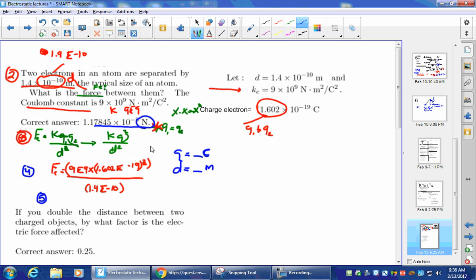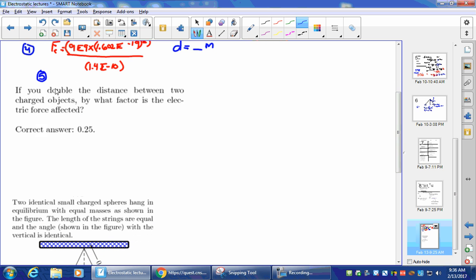And do we have any other ones? We won't be solving for the constant, okay? All right, let's go down here. If you double the distance, so when I think double, what do you do to a number? This is times 2. The distance, so that's d, between two charged particles, by what factor is the electric force affected? So we're looking for the force multiplier is equal to what? Here's the answer, 0.25 or 1/4.